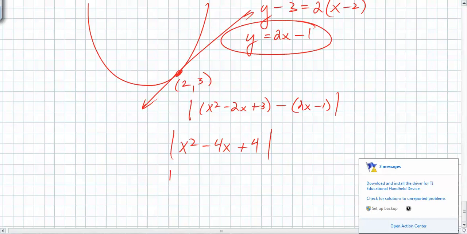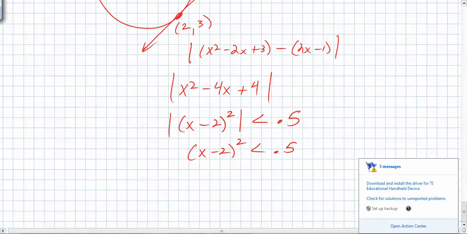Is that a nice thing? Yeah, that's x minus 2 squared, right? And we need to know when that's less than what? 0.5. We need to know when that is less than 0.5. So this is going to be x minus 2 squared less than 0.5 because it's always positive, right? So we square root both sides.